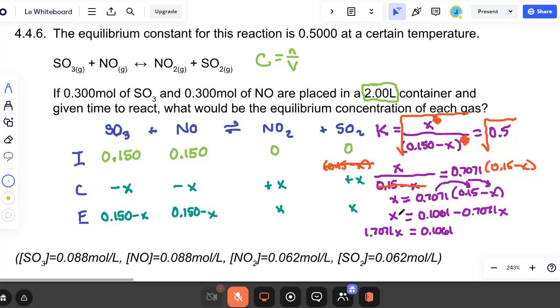Then divide by 1.7071. Sorry, I keyed that wrong, 0.1061 divided by 1.7071. X is 0.062.